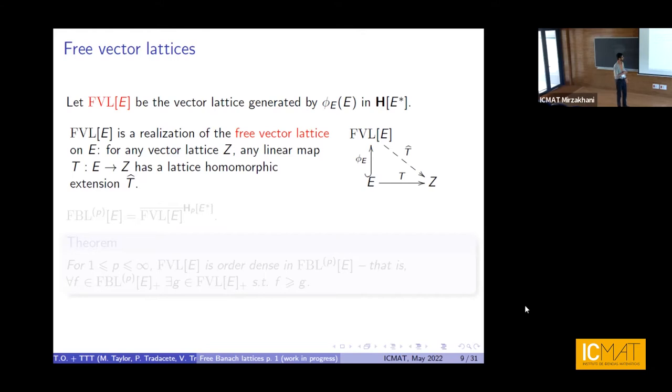that it has this property that if we have a Banach lattice Z and if we have a contractive map T from A to Z, then it extends. T doesn't have to be contractive, it just has to be a linear map. So then this T extends into a map T hat, which is now a lattice homomorphism.